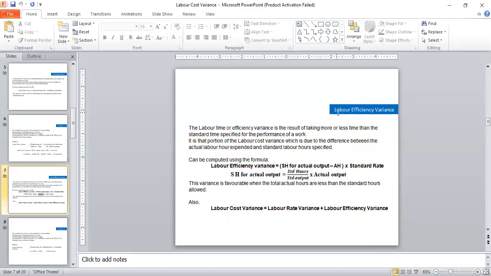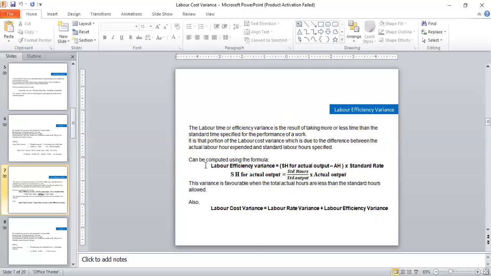Now we are discussing the labor efficiency variance or the labor usage variance. The labor time or efficiency variance is the result of taking more or less time than the standard time specified for the performance of a work. It is that portion of the labor cost variance which is due to the difference between the actual labor hours expected and the standard labor hours specified.